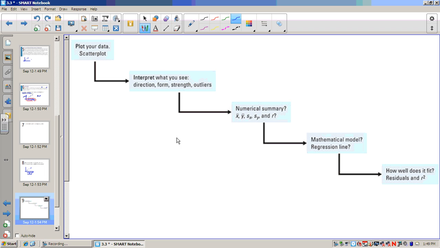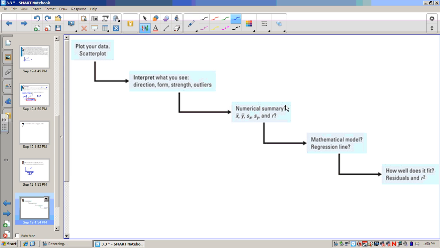Now here is something good to do whenever you see a set of bivariate data, so two variable data. The first thing you want to do is plot your data in a scatter plot. Then you want to interpret it for what you see. Remember, direction, form, strength, and outliers. So positive or negative, is it linear, is it quadratic, exponential, is it really strong, is it weak, and then you want to talk about if there's any outliers.